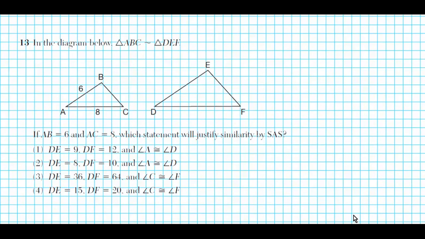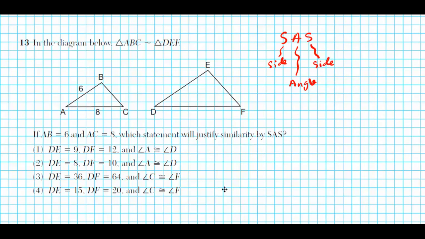All right, let's take a look at number 13. It says, in the diagram below, triangle ABC is similar to triangle DEF. If AB is equal to 6 and AC is equal to 8, which statement will justify similarity by SAS? So what does the SAS similarity postulate mean? S is for side, A is for the included angle, and then S is for side.